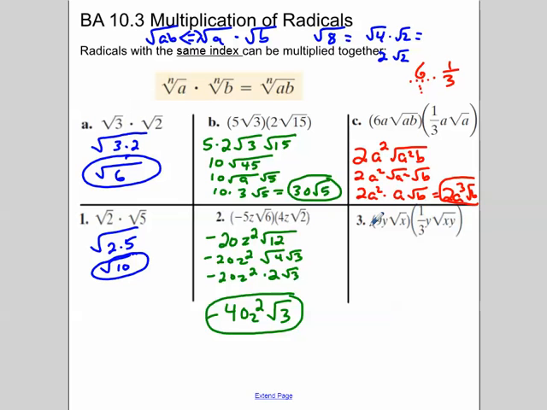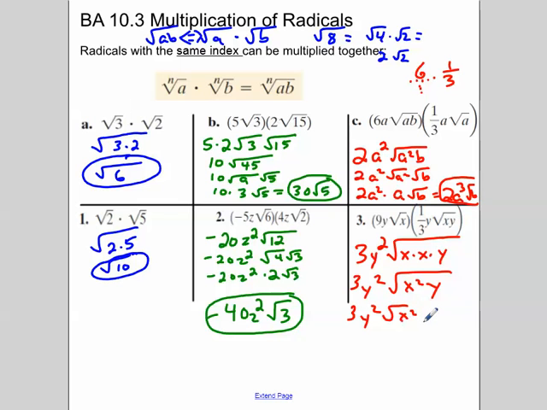All right, number 3. 9 times 1/3. 1/3 of 9. 9 divided by 3 is 3. Again, we're combining things outside the house by multiplying, because this is all multiplication. 9 times 1/3, 3. Y times y outside the house, y squared. Inside the house, the square root of x times xy is the square root of x times x times y. 3y squared, square root of x squared y. Everything gets its own house. 3y squared, square root of x squared, square root of y.